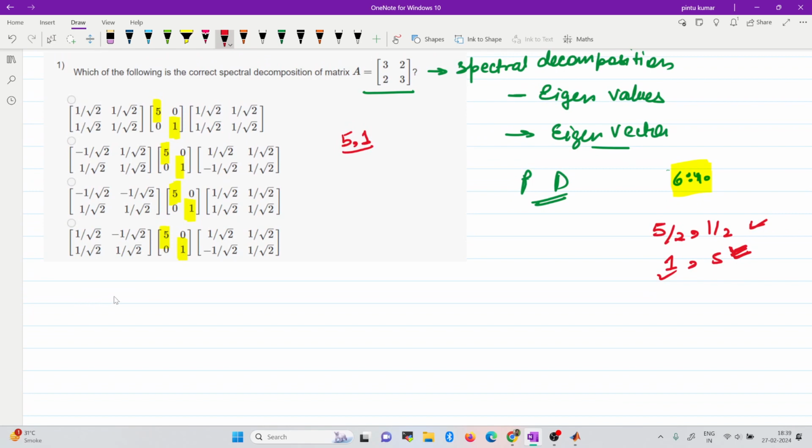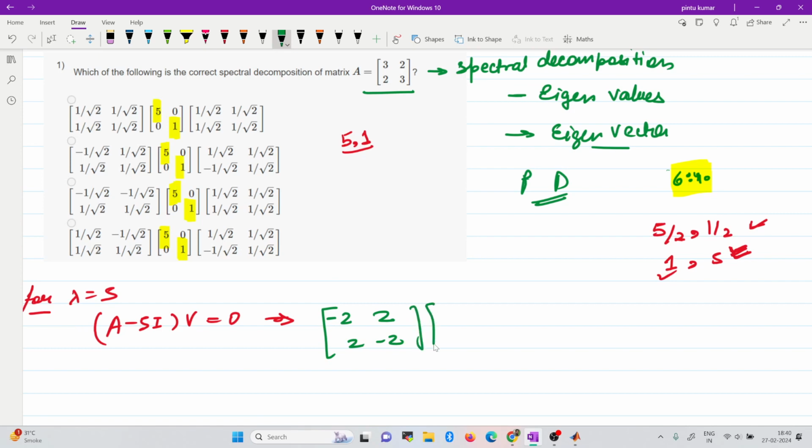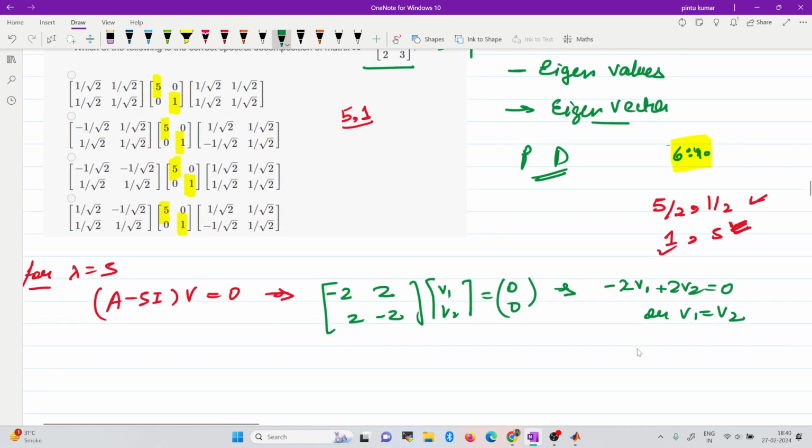So I'll probably solve for lambda is equal to 5. For lambda is equal to 5, A minus 5I times v is equal to 0. This implies, I'll change the color so that you don't get confused here, 3 minus 5 is minus 2, comma 2, 2 comma minus 2, times v1 v2 is equal to 0. So this implies minus 2 v1 plus 2 v2 is equal to 0, or v1 is equal to v2. So when my v1 is equal to v2, one best option that I can have is 1 comma 1.